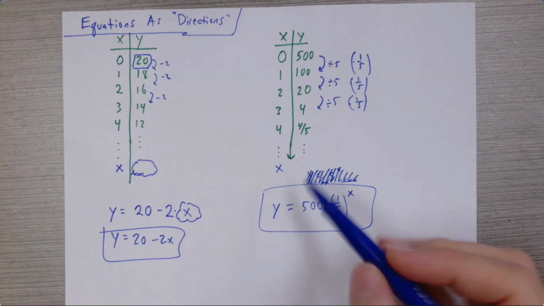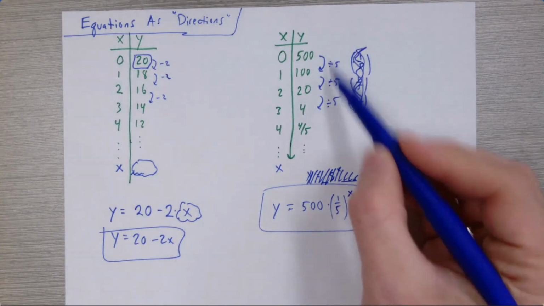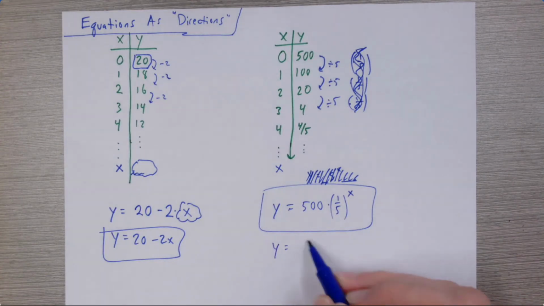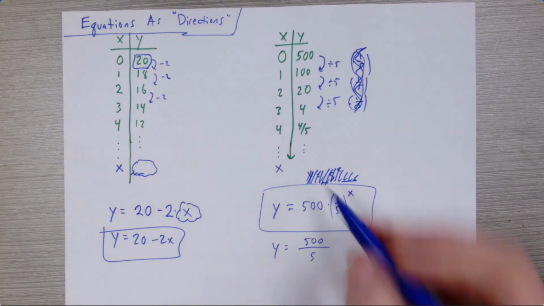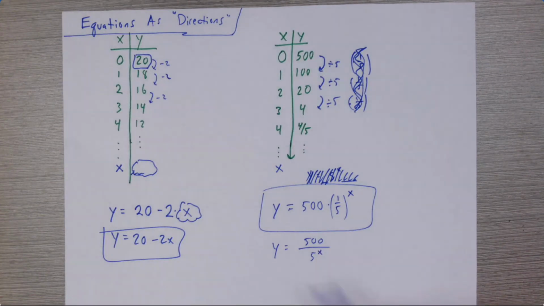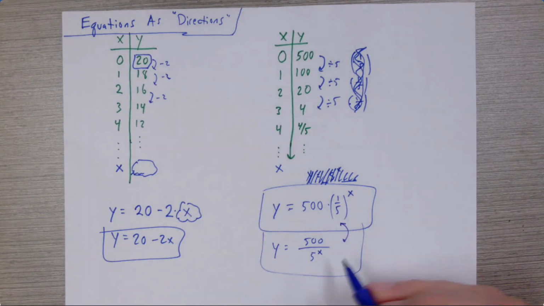Just to show you that you could have gotten it the other way, let's pretend we're only thinking about it as repeatedly dividing by 5. So I've got 500 and I'm dividing by 5. Maybe once, maybe twice, maybe 3 times. So you could imagine squaring this or cubing this. I'm dividing by 5 how many times? x times. So these two equations are equivalent. Hopefully you see that those are equivalent.